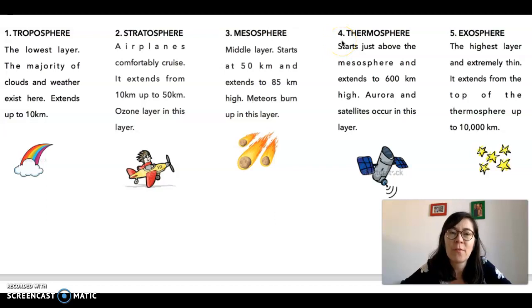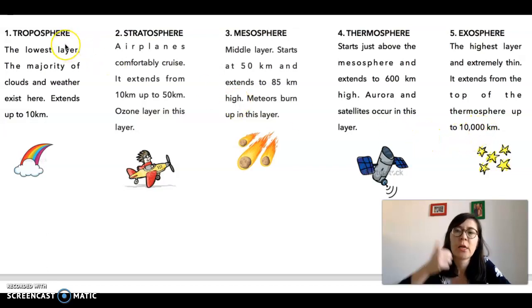Okay, and number 4, thermosphere. It starts just above the mesosphere and it extends to 600 kilometers high. Aurora, do you know what aurora is? It is the northern lights and it is amazing. And the satellites are in this layer. And in thermosphere, everybody, it's very, very hot. Number 5 is exosphere. It is the highest layer and it is extremely thin. It extends from the top of the thermosphere up to 10,000 kilometers.